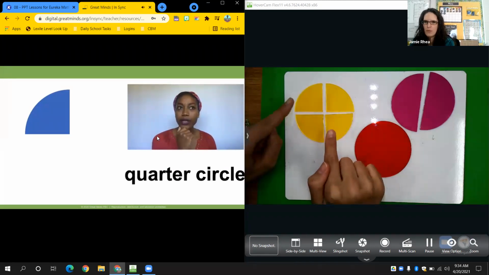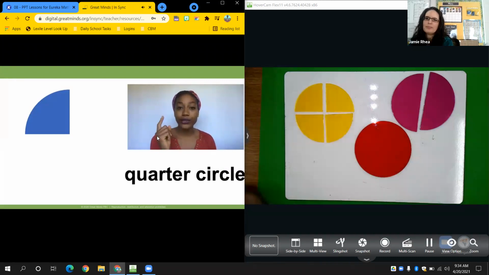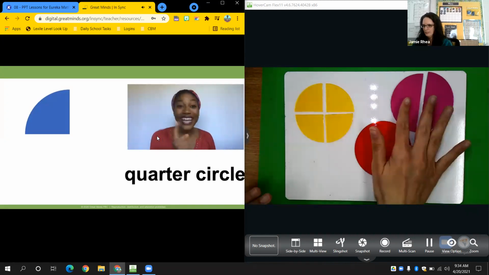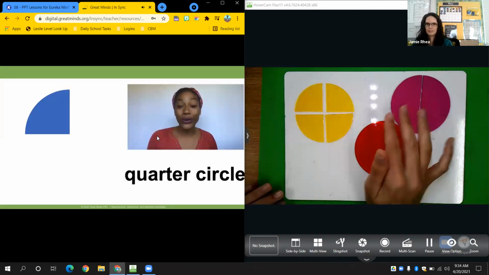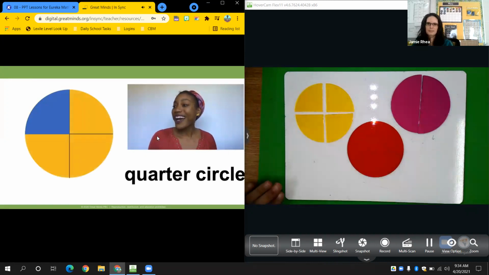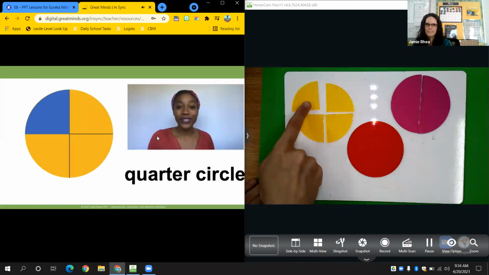Well, I know you can cut a circle into quarters or fourths to make a whole. So maybe this is one of them. Yes, let's see it on top of a whole circle. Oh, there you go. It's called a quarter circle because it's 1/4 of the whole circle.